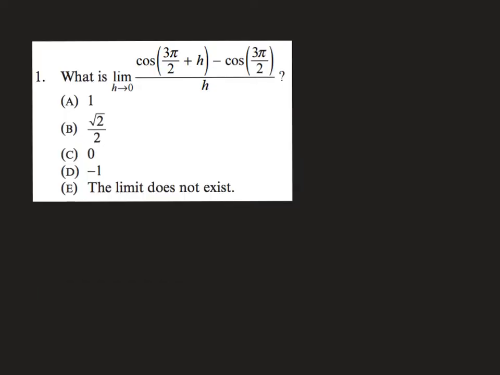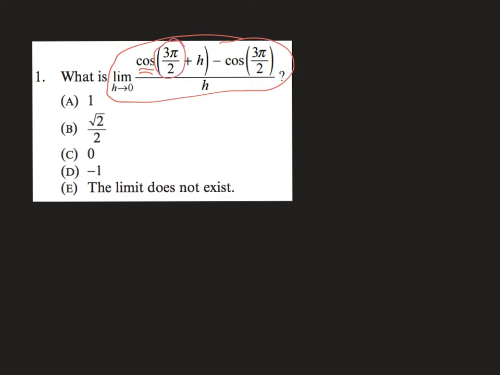The first problem says, what is the limit as h approaches 0 of cosine of 3 pi over 2 plus h, minus cosine of 3 pi over 2, over h? The key to this problem is to recognize that this is a famous thing called the limit of a difference quotient, better known as the definition of derivative. The function that we're trying to find the derivative of is cosine of x, and the value that we're plugging into the derivative is 3 pi over 2.